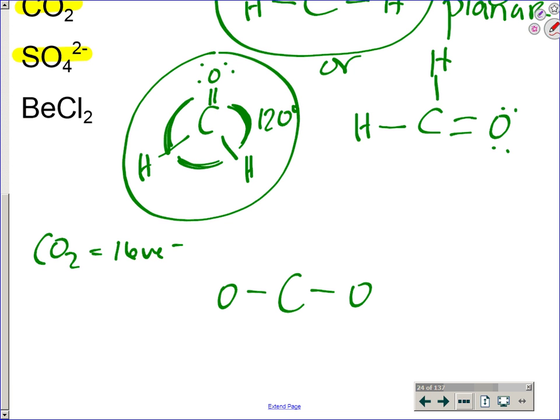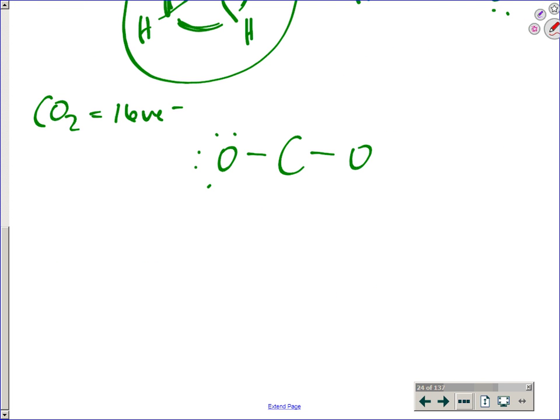Say again? Your next thought is to add what? Octet across the board, right? Because nobody has an octet yet. So your thoughts would be dots, lone pair, lone pair, lone pair, lone pair, lone pair.